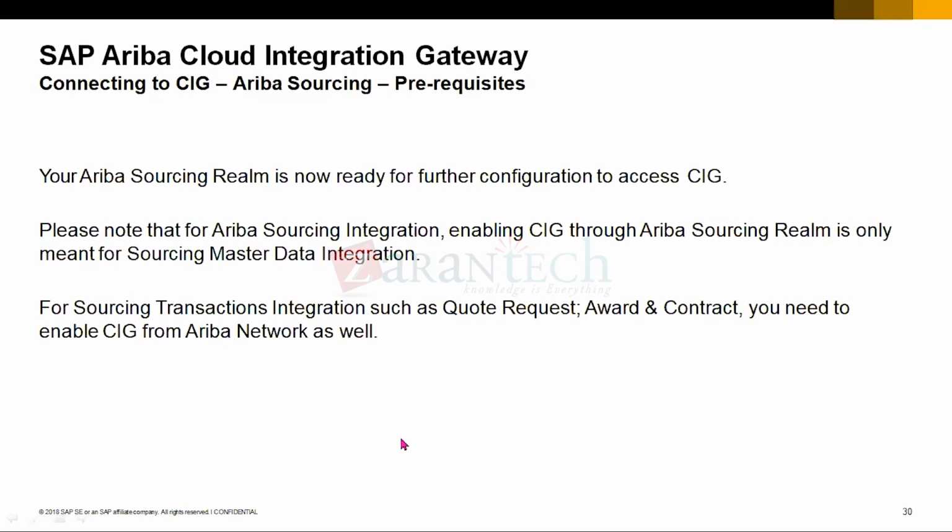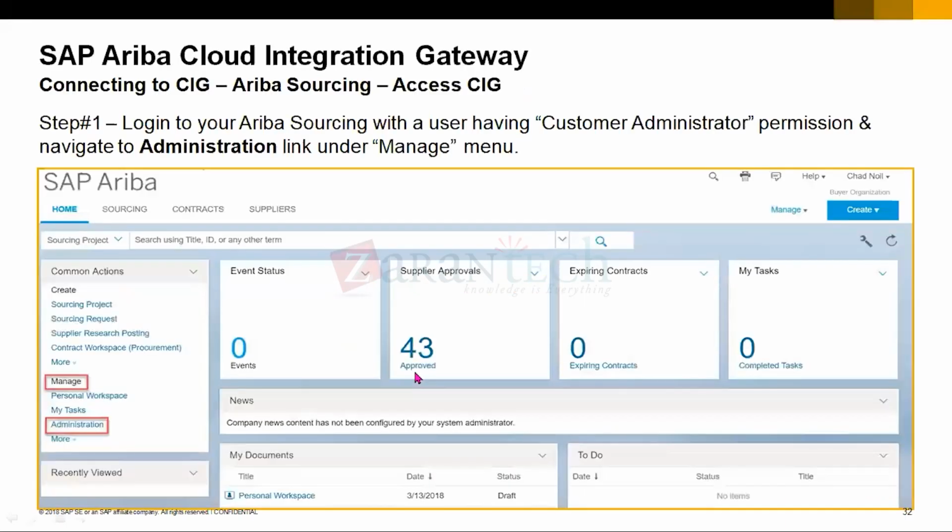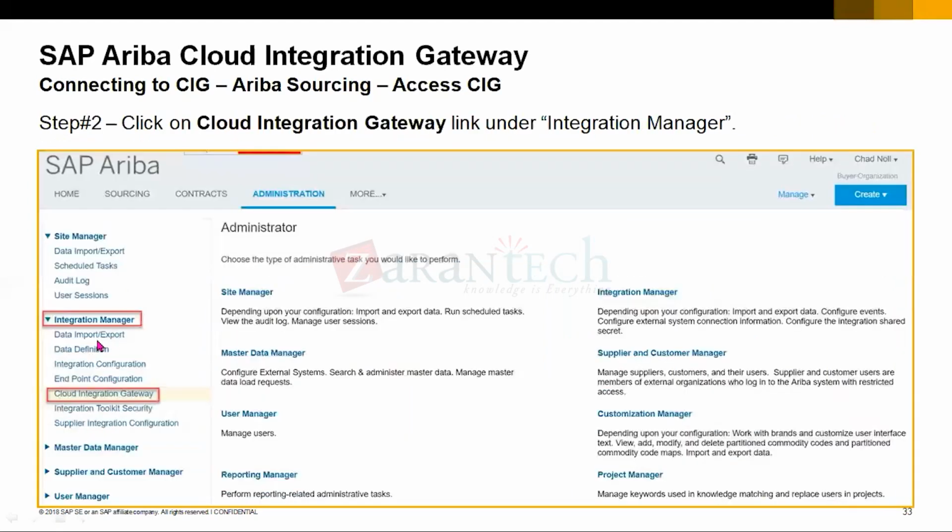We have to navigate to core administration or administration. Once you go there, we have to refer to Manage, and from Manage we refer to the administration or core administration. Then we have to go to the integration manager. In this case, this is a slightly old PowerPoint. Here the name is showing as Cloud Integration Gateway, but this time the name of the CIG has changed. Now it is called Manage Spend Network. Okay, we'll see this part in the system itself.